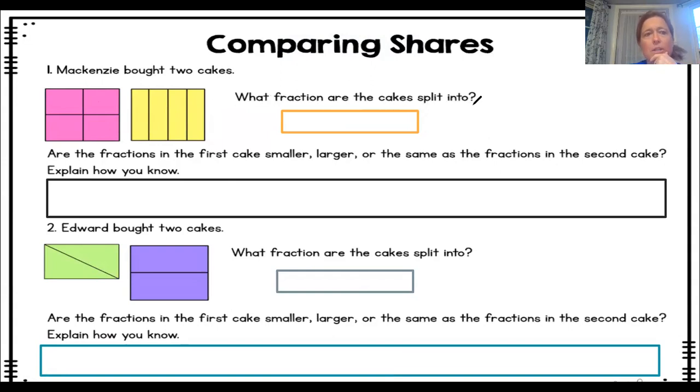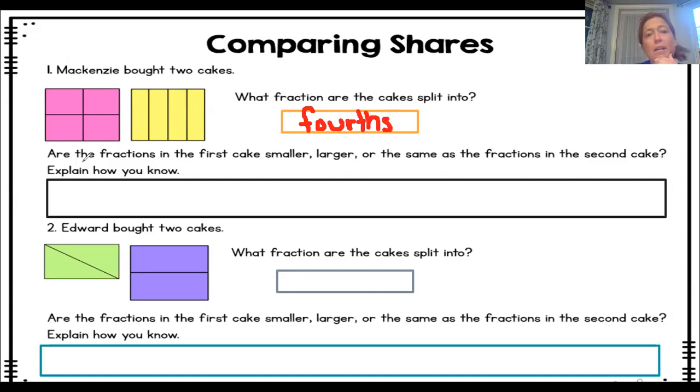Well, how do we know what these fractions are split into? Well, all the pieces have to be equal, right? Or it's not a fraction. And also we need to count the number of pieces. So 1, 2, 3, 4. 1, 2, 3, 4. So they're both cut into fourths. Okay. Because we know we have 4 equal pieces.